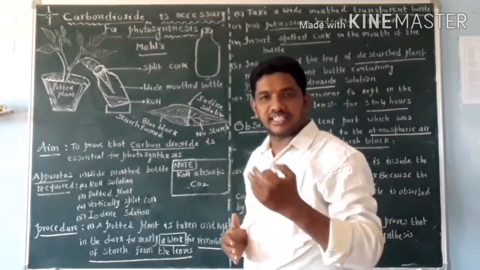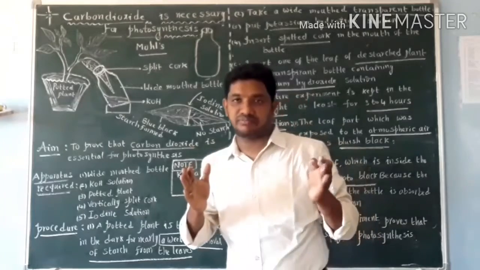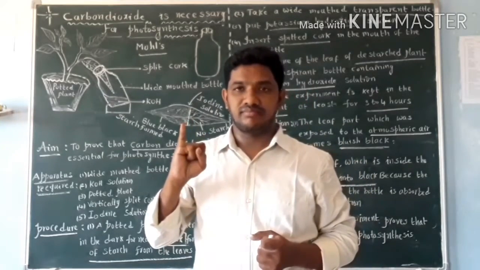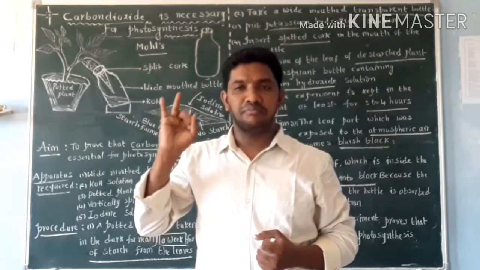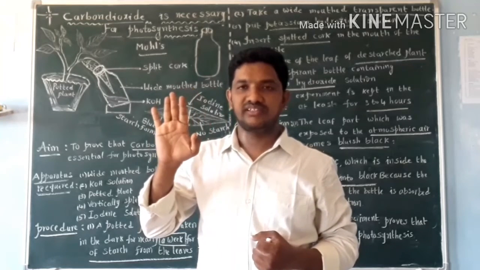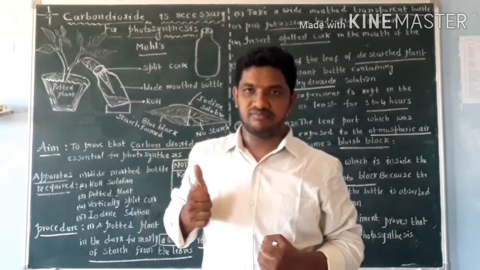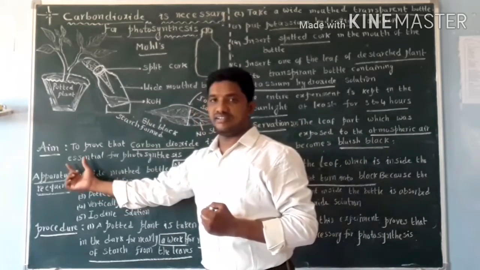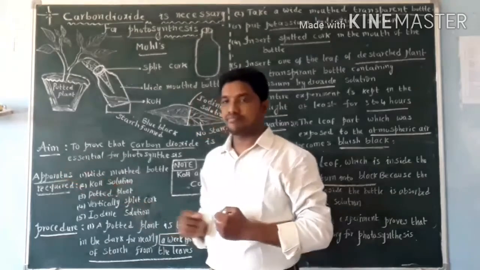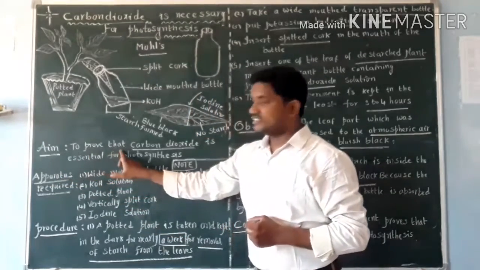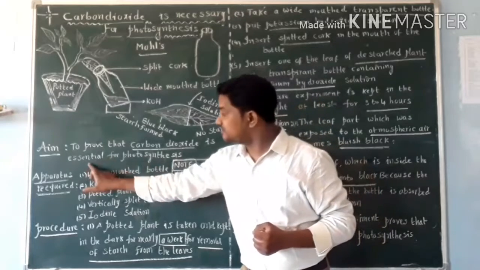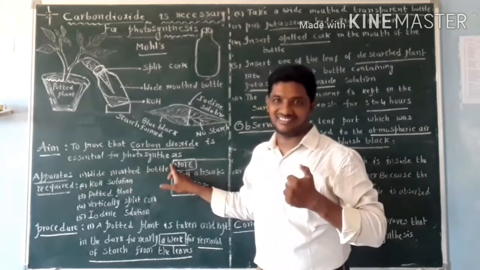Before doing an experiment, we have to follow some steps: aim, apparatus required, procedure, observation and conclusion. First of all, we have to learn about the aim: to prove that carbon dioxide is essential for photosynthesis.